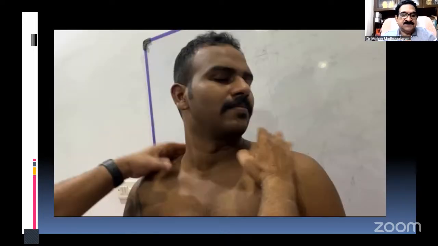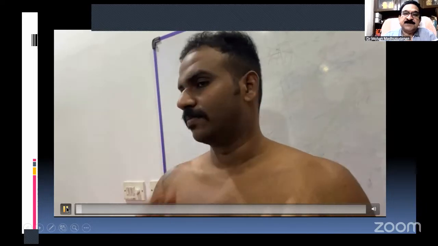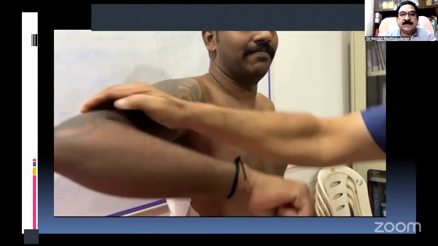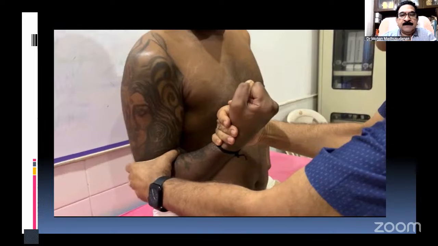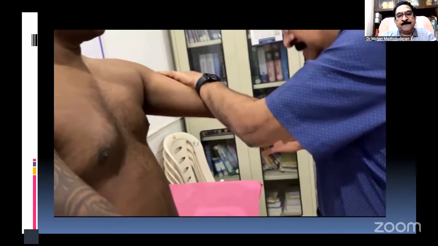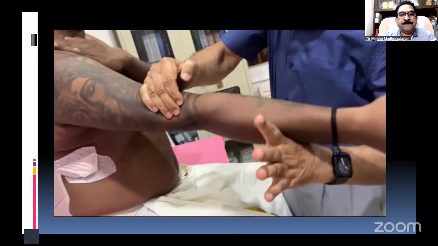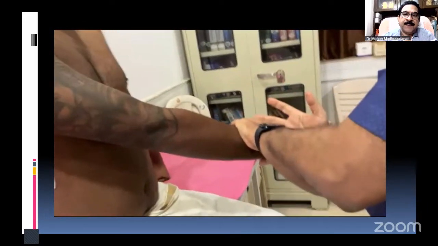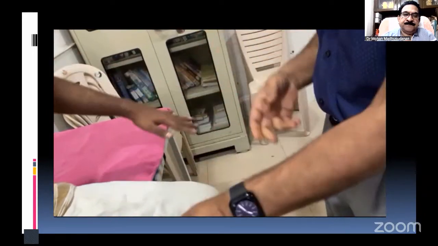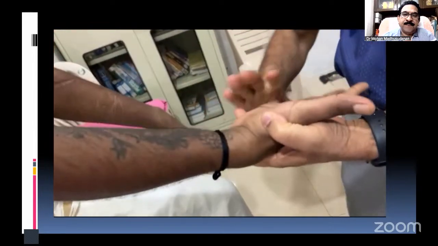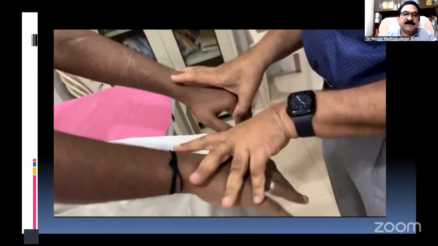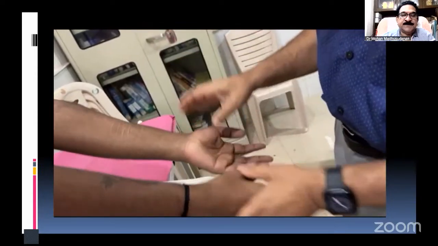So now examination shows neck muscles normal, shoulder elevation normal, deltoid is normal bilaterally, flexion was normal, triceps normal, coracobrachialis is weak on the right side, extension normal, finger pressure is normal, and he has got significant weakness of the external rotators, supraspinatus, infraspinatus.